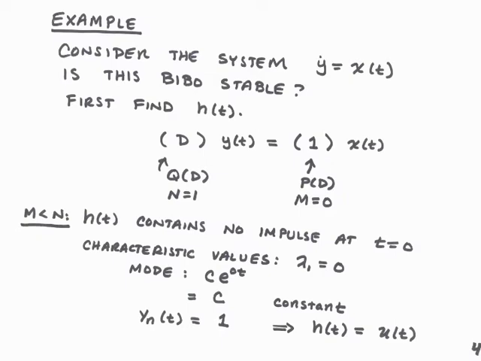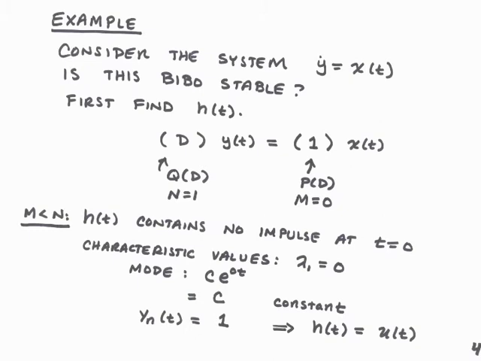So there's only one mode, and that mode is c e to the 0t, since lambda is 0. So in other words, it's just c, a constant. Now we'll use the simplified impulse matching method we covered earlier. Since this is a first order system, we know y_n at time 0 will be equal to 1, and therefore y_n of t will be equal to 1, since we know that the mode must be a constant. Therefore, since y_n of t is equal to 1 and p of D is equal to 1, then we know that h of t equals u of t.